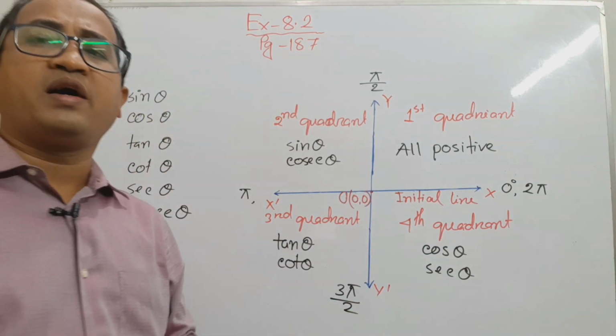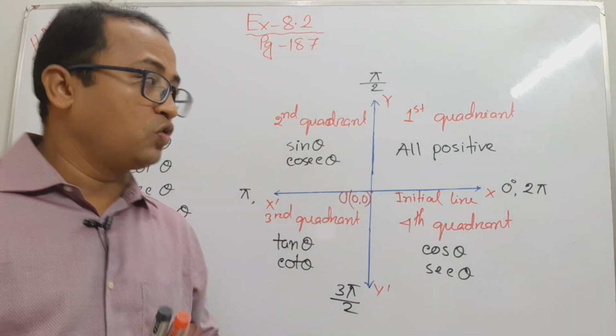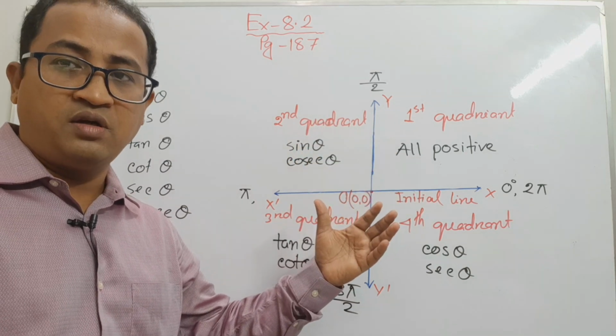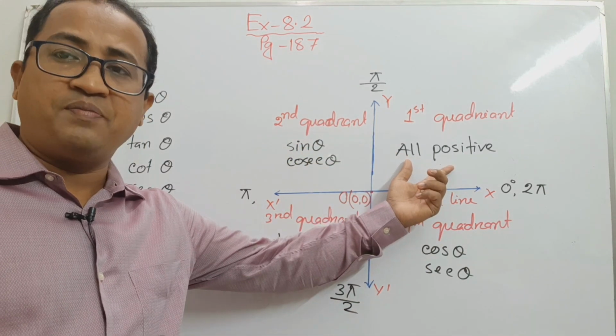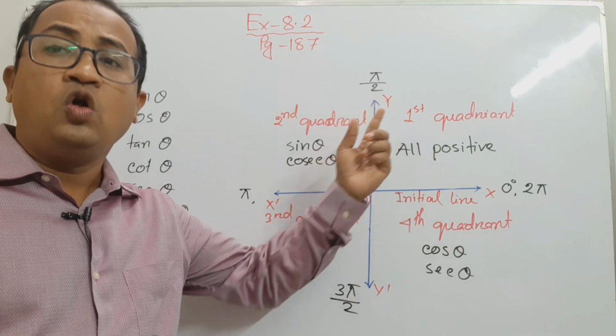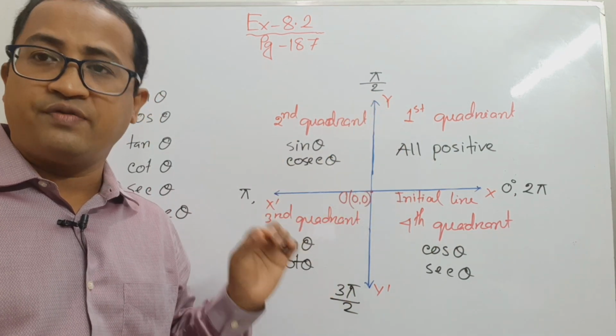So what do we mean by positive and negative? Look, again I want to brief it. All positive means that from 0 degree to 90 degree all the ratios' values are positive.